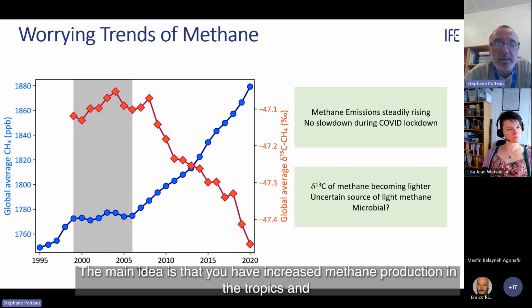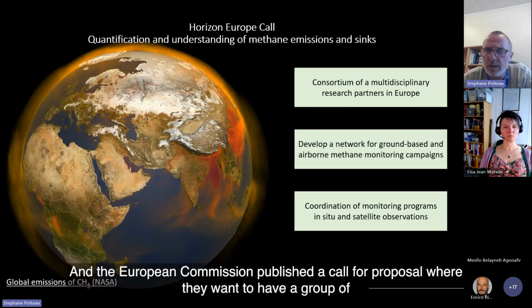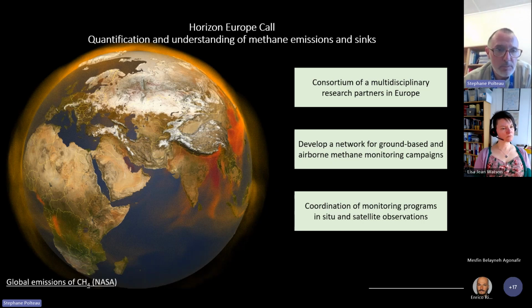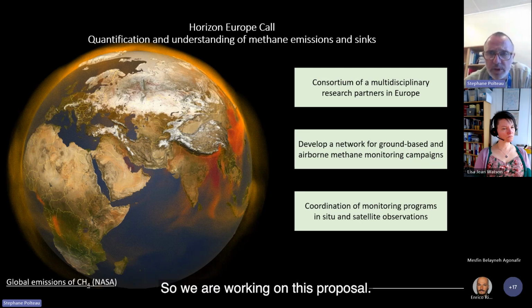The main idea is that you have increased methane production in the tropics. And if it goes more and more negative, so lighter and lighter values, it's probably related to microbial activity. And then the European Commission published a call for proposals where they want a group of scientists to quantify and understand methane emissions and sinks. So we're working on this proposal.